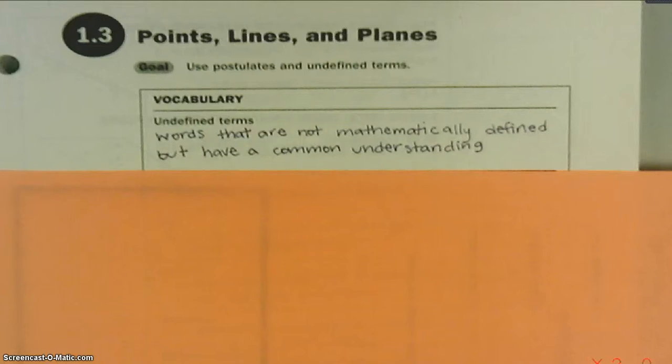Starting with undefined terms. Words that are not mathematically defined but have a common understanding. An example would be the words point, line, and plane. You know what a point is, you know what a line is, but we don't mathematically define them, but everybody has a pretty good understanding of what they are. That's what an undefined term is.